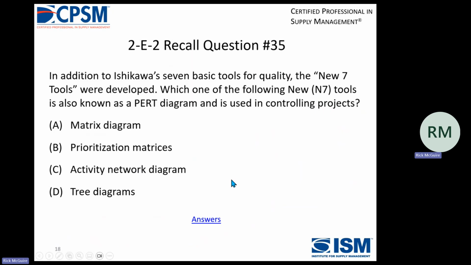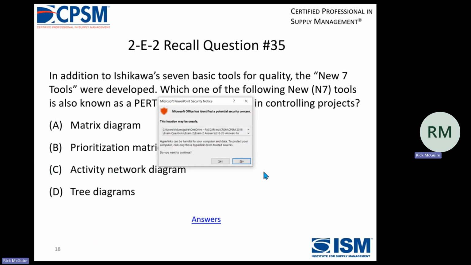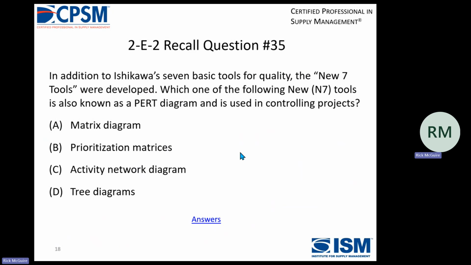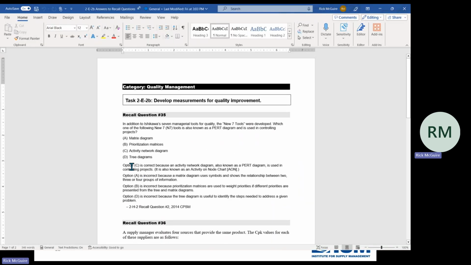All right. In addition to Ishikawa's 7 basic quality tools, the new 7 tools were developed. Which of the following new 7 tools is also known as a PERT diagram, and is used for controlling projects? Well, if you remember, we just covered it. Should be activity network diagram. C is correct.